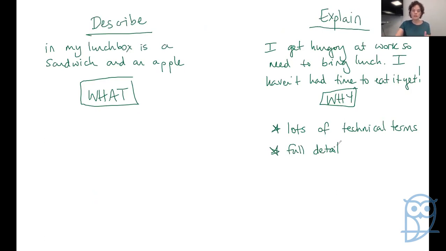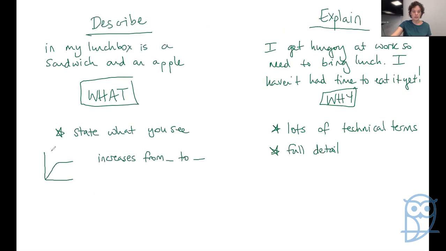Describing the what is just state what you see. We don't need any biological understanding in order to do a describe question. Okay, because a describe question, for example, this graph, it increases from some value to another value. And then it's constant from some value to another value.